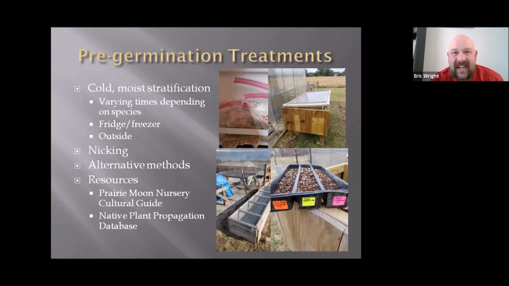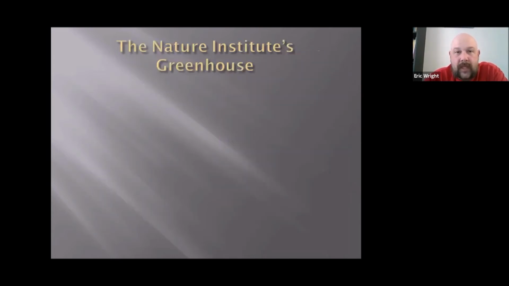There's also the Native Plant Propagation Database. It's a website where you can put in the scientific name of different species and see how other people have propagated these plants. There are some great notes. Some of the species have 10 different people who have explained how they grew these individual plants. So don't be afraid to poke around and do your research, and that's how you're going to have your most success propagating your native plants.